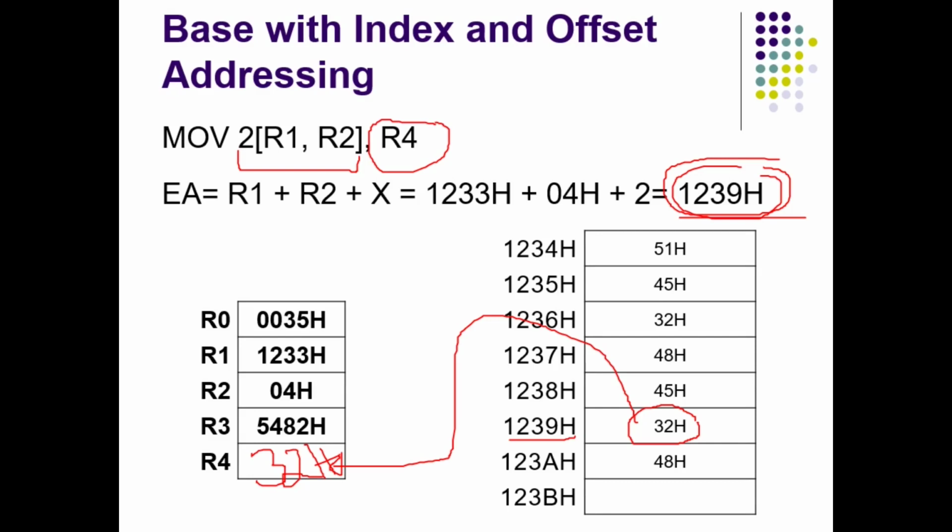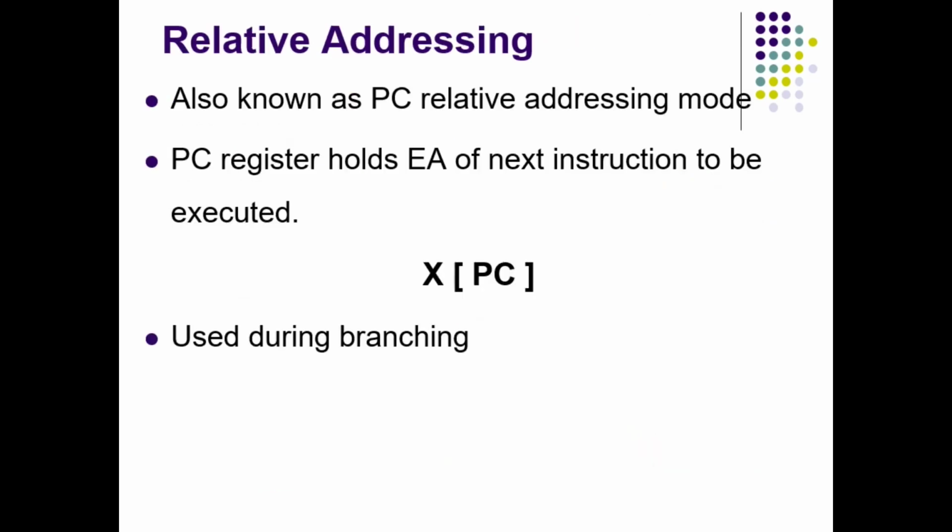Let us see one more addressing mode. Let me explain one more addressing mode, which is a unique addressing mode. Here, this addressing mode uses the PC register. We know the use of the PC register, the program counter, which holds the address of the next instruction that has to be executed.